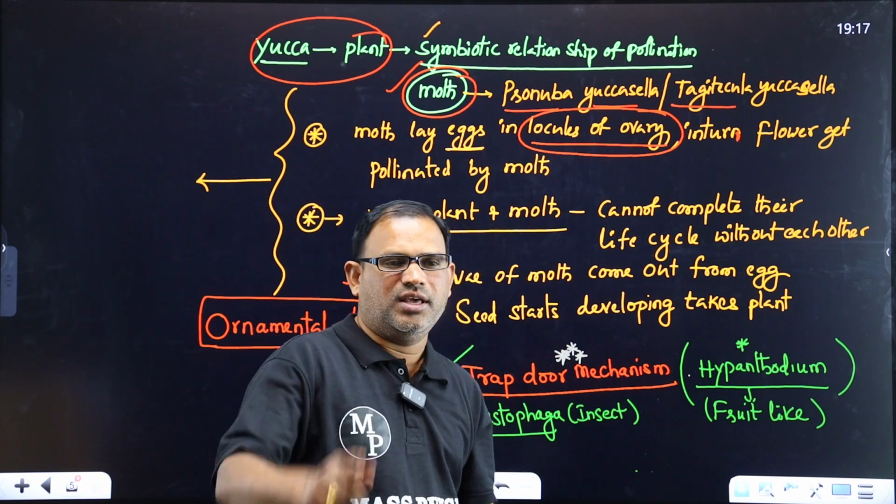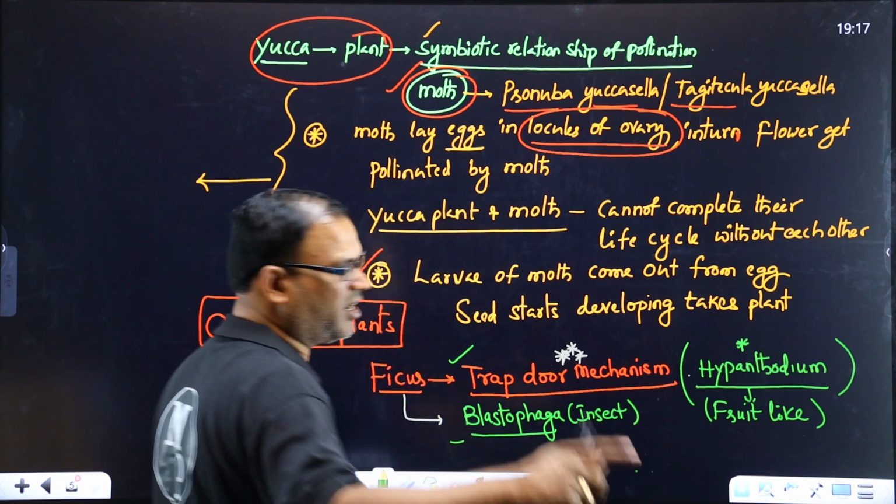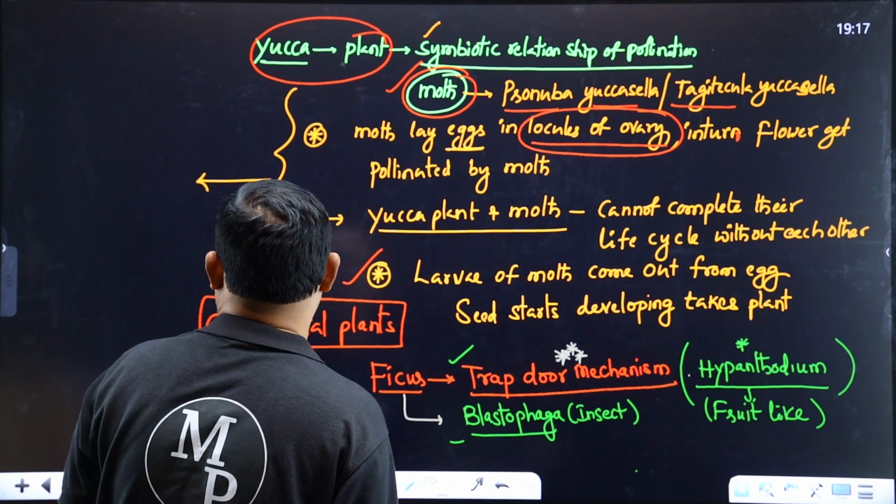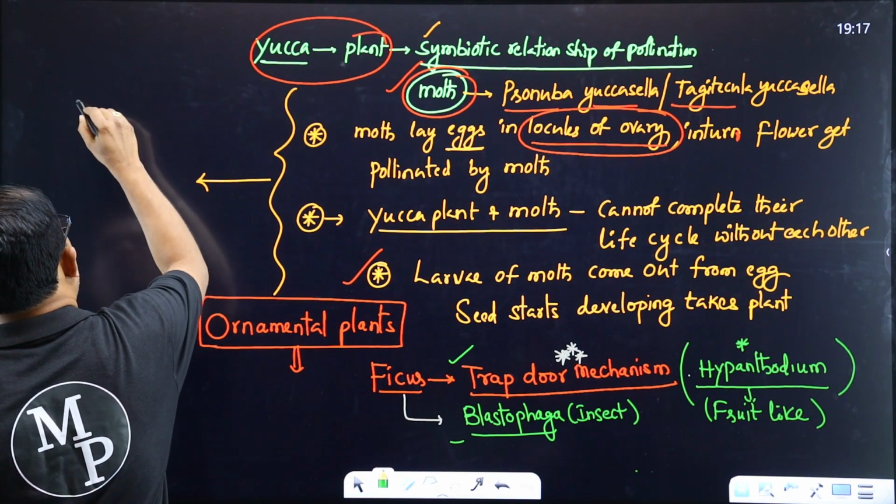You know that in the first year chapter, morphology of flowering plants, there is one very important family. The name is Fabaceae.